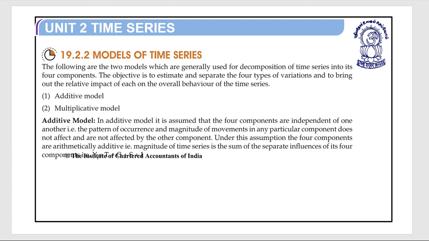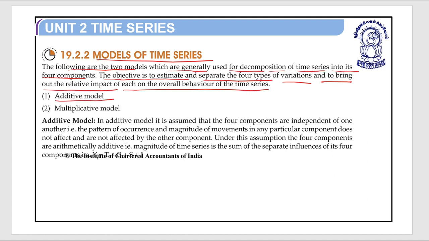Next topic is models of time series. The following are the two models which are generally used for decomposition of time series into its four components. The objective is to estimate and separate the four types of variations and to bring out the relative impact of each on the overall behavior of the time series. First is the additive model, second is the multiplicative model.